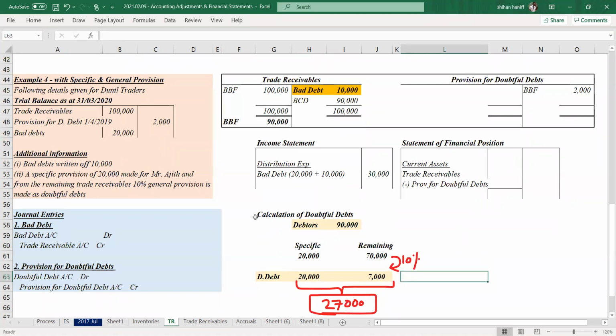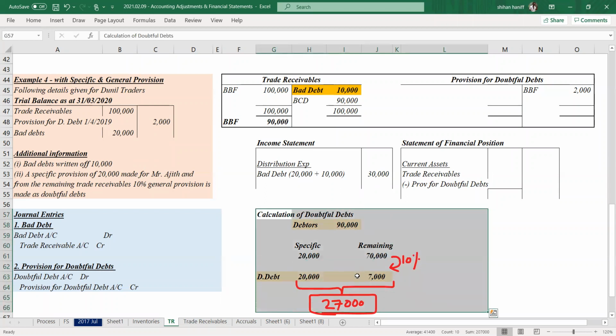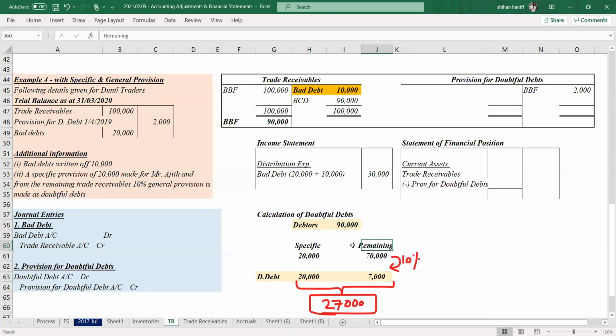Okay, so you have to do this working, calculating the specific and general. 10% is general provision, 20,000 is specific provision. So do this working. Now the provision should be 27,000. Therefore, we need to increase this 2,000 by 25,000. So that's the expense.